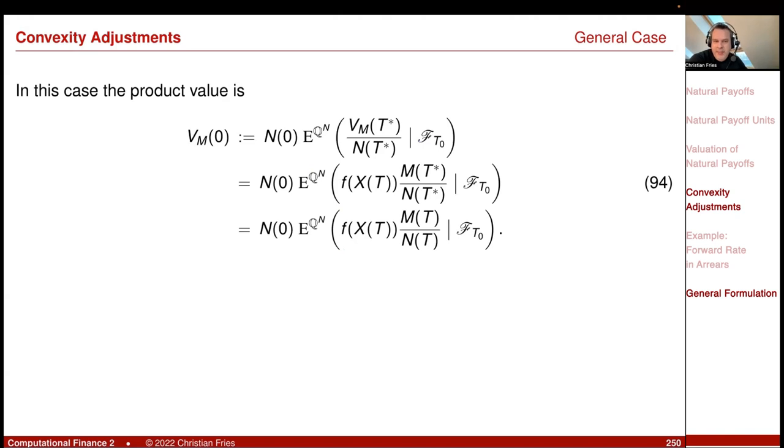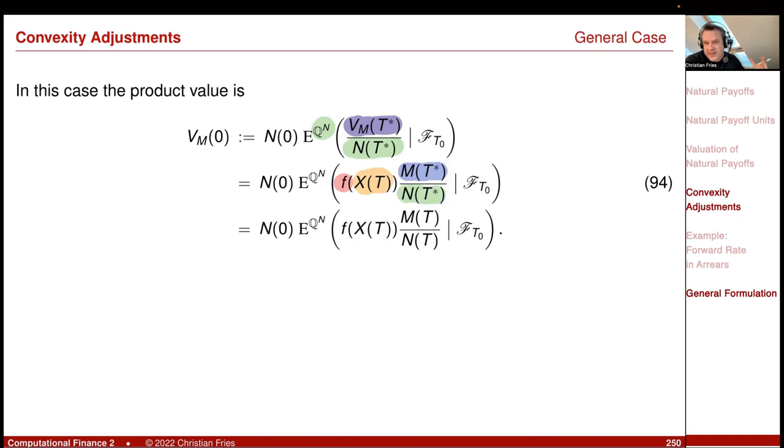Yeah, the VM, I can just express it. Say, for example, under my natural measure, the one with Qn. So I use my numeraire n here. It's just the payment, which is f of my index, but now paid, unfortunately, in units of m, divided by the numeraire n. So you see, the numeraire is here not canceling.